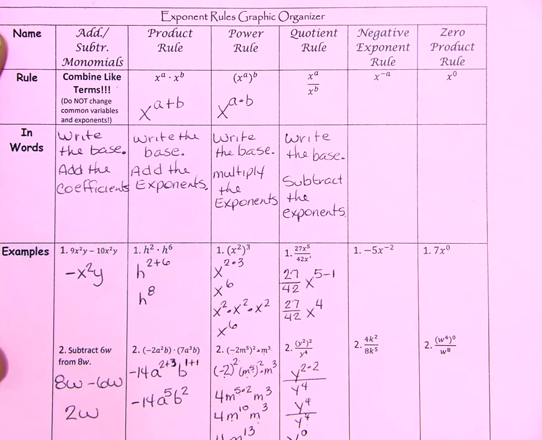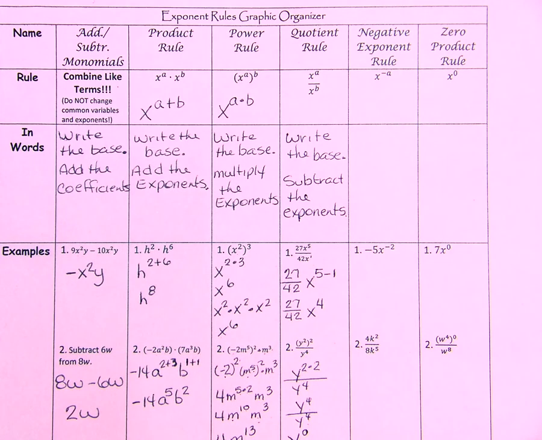Okay, the next rule we're going to look at is the negative exponent rule. When an exponent is negative, you move to the opposite side of the fraction bar and the exponent becomes positive.